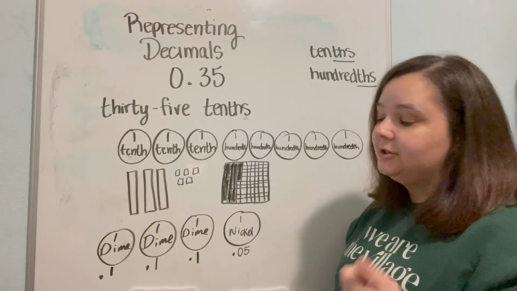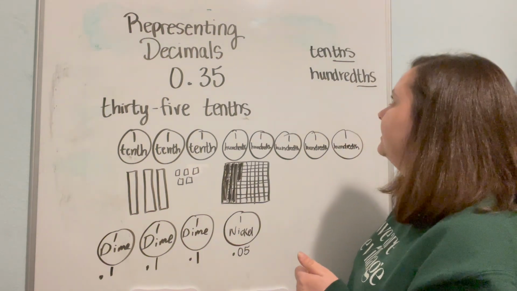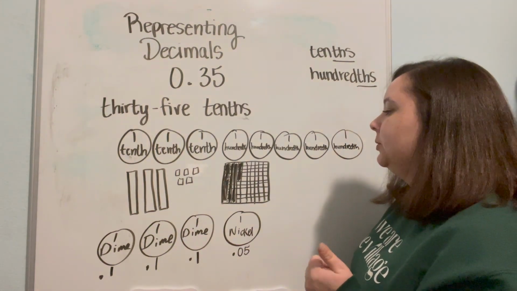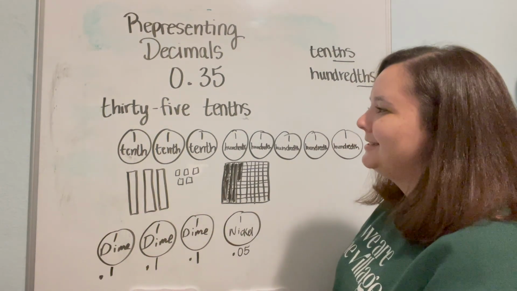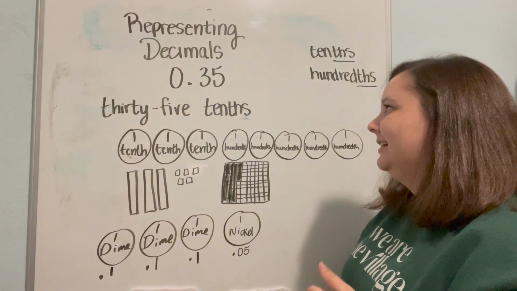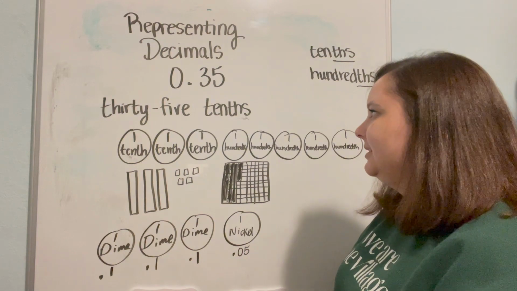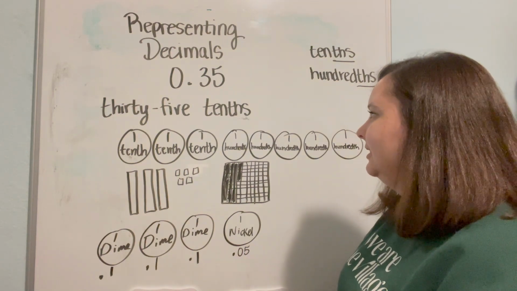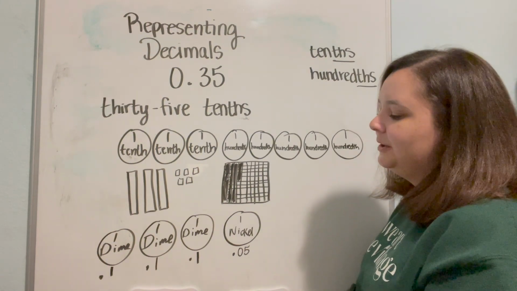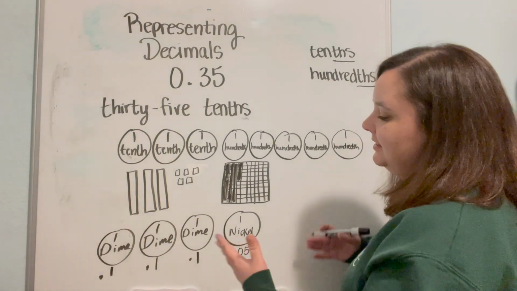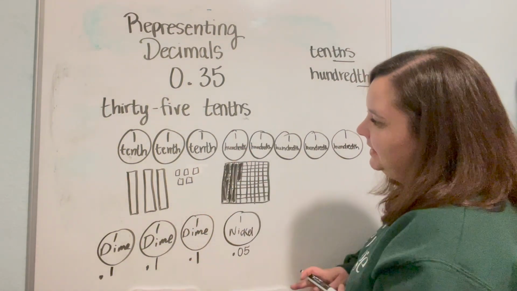You could also do 1 quarter and 1 dime. Miss Perry's real tired today. Yeah, 1 quarter and 1 dime. What am I thinking? It'd be 1 quarter and 1 dime. Or you could do 7 nickels. You could also do 35 pennies. There's a whole bunch of different ways that you could represent your decimal using money.